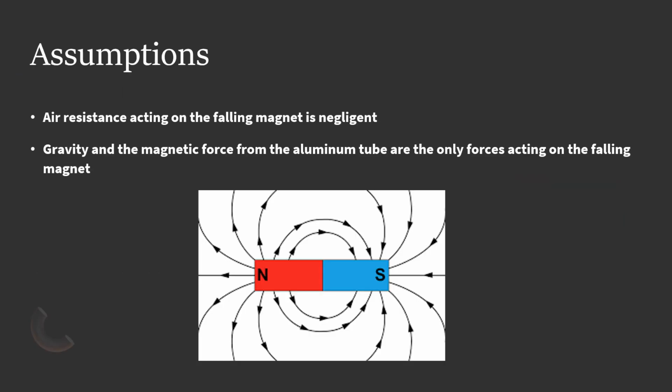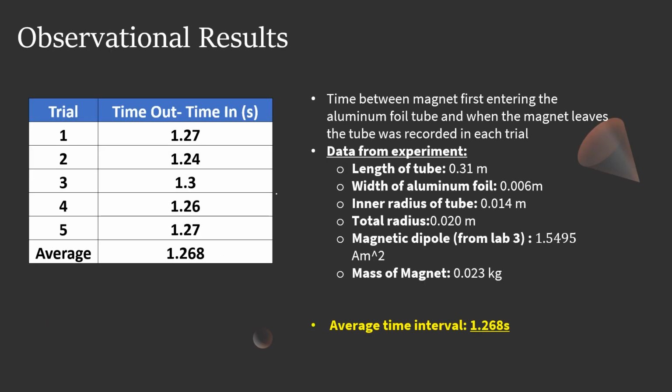In this lab, we assume that air resistance is negligible, and gravity and the magnetic force from the aluminum tube are the only forces acting on the falling magnet. Here are the observation results from the lab. Here we recorded the properties of the tube and the magnet, and I also saw that between the 5 trials, the average time interval was 1.268 seconds.